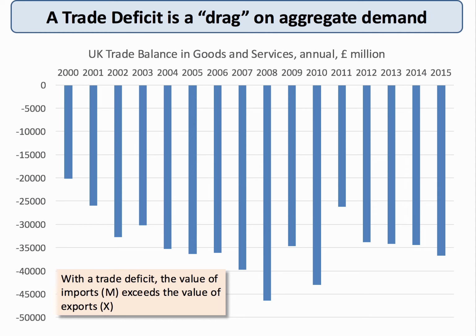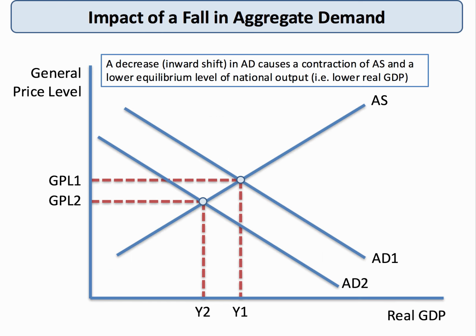Let's think about a fall in AD, an inward shift of aggregate demand. One approximate cause could be an increasing trade deficit. Quite an important point to take on board here, that when a country is running a trade deficit, the value of imports is greater than the value of exports. And as you can see from this chart, that's certainly the case for the UK. We ran a trade deficit of over £35 billion last year. And that could cause an inward shift of demand.